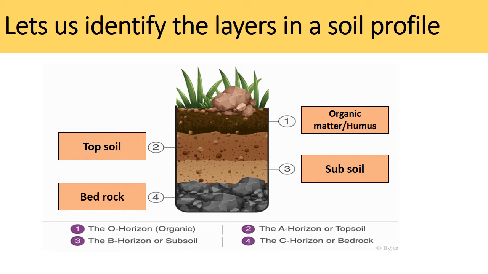So what do the farmers do in ploughing? During farming or ploughing, they mix the topsoil with the subsoil, children. The third layer is known as the bedrock. The bedrock is a very compact layer. It is a very hard layer, children.